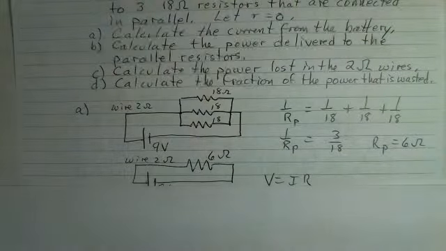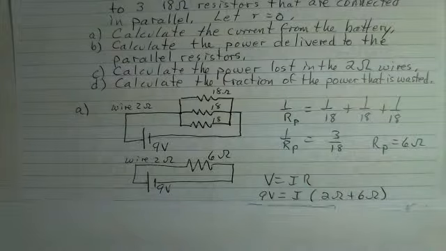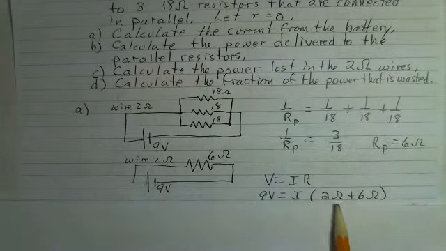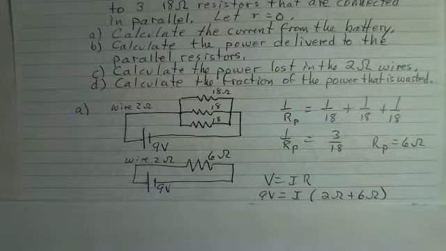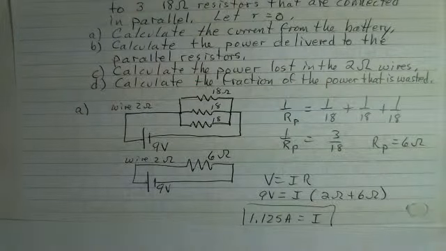parallel combination. We can calculate the current coming out of the battery, V equals IR, 9-volt battery. The total resistance the battery is facing, 2 ohms plus 6 ohms, 8 ohms. We get a current of 1.125 amps out of the battery.